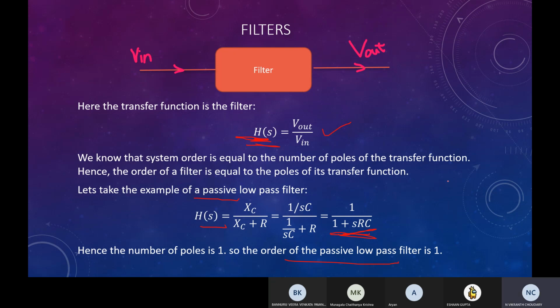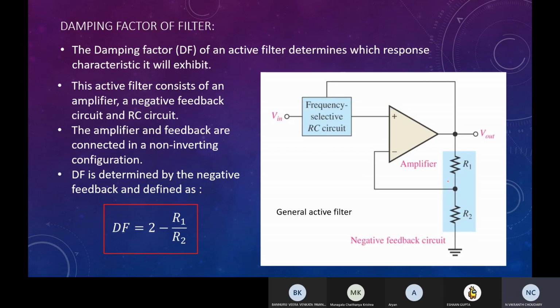As poles increase, the roll off rate increases, and the more the poles, the closer the filter is to the ideal response. And then the damping factor of the filter. Basically, an active filter consists of an RC circuit, which is a passive filter, and then an amplifier.